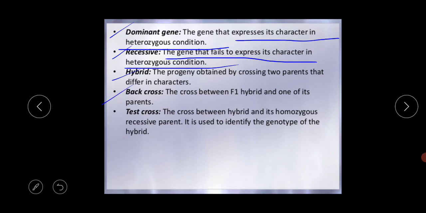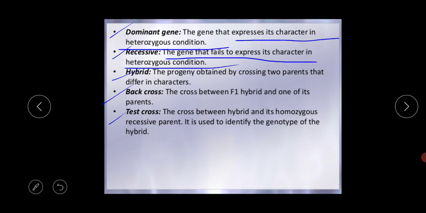Next one is the back cross. The cross between the F1 hybrid and one of its parents. And the last one is the test cross, the cross between the hybrid and its homozygous recessive plant. We will discuss the back cross and test cross later when we study Mendel's experiment.